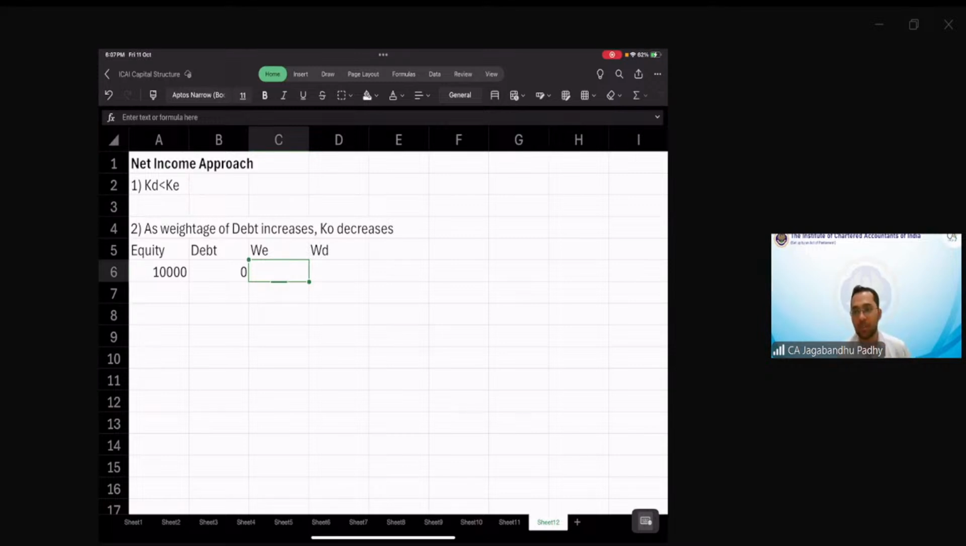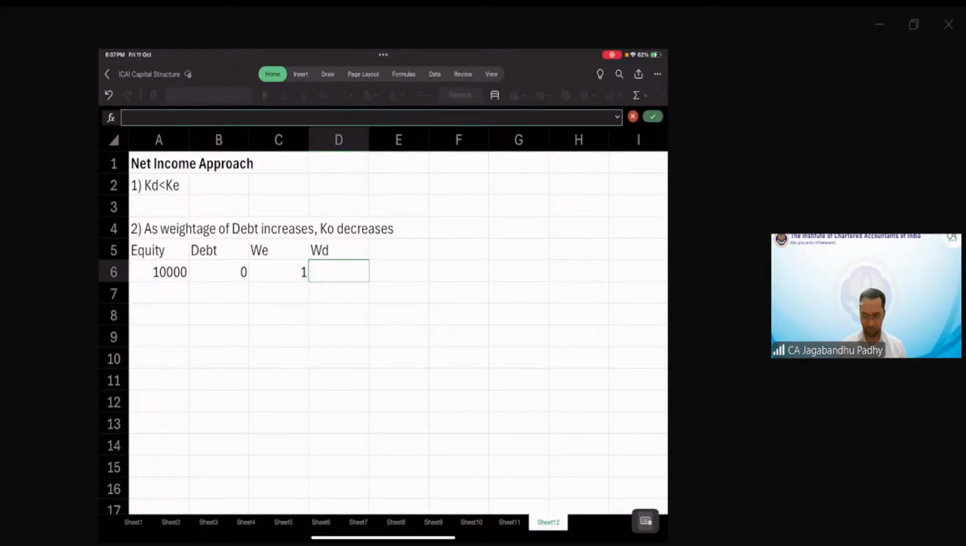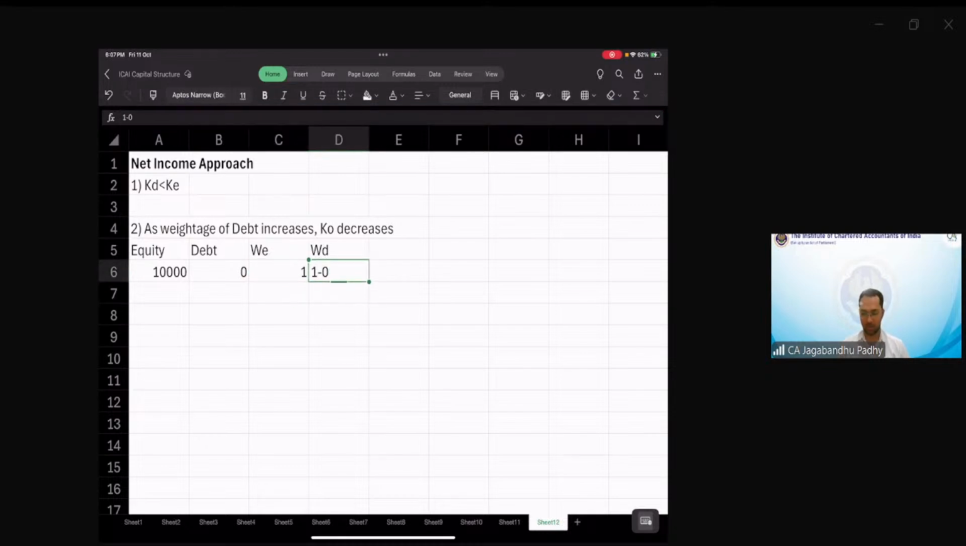Weightage of equity, can I say 1? And weightage of debt is simply 1 minus this weightage of equity. Right?